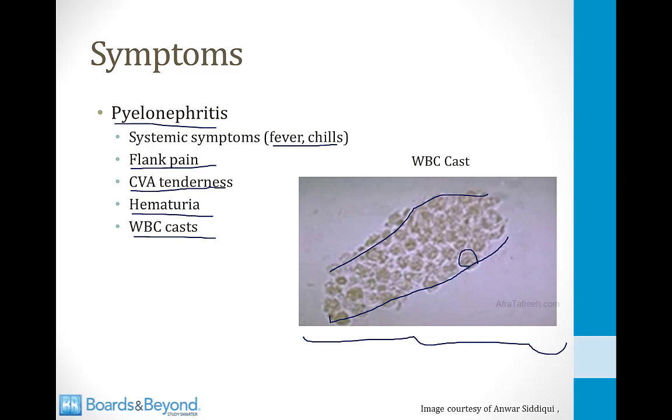Now remember, these infections ascend to the kidney, so patients with pyelonephritis may also have symptoms of cystitis like dysuria and frequency and urgency. But if it's an uncomplicated cystitis, they won't have any of this stuff up here. If you see systemic symptoms and flank pain and CVA tenderness and cast, then you know that the infection has gone all the way up to the kidneys.